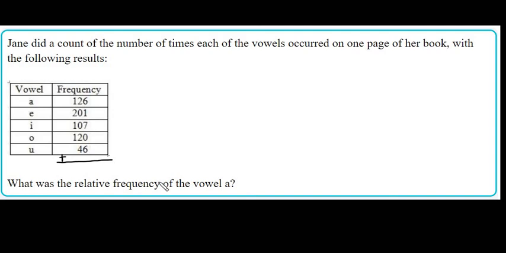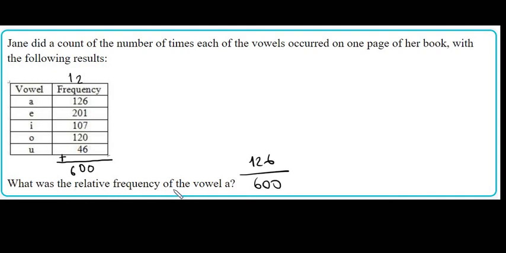The question: what was the relative frequency for the vowel A? So the frequency for A is 126 over the total frequency. So we have to just add them up. 6 plus 1 is 7, 7 plus 7 is 14, plus 6 is 20, so 0 here and 2 carried. 2 plus 2 is 4, 4 plus 2 is 6, and 10, so 0 here and 1 carried. 1 plus 1 is 2, plus 2 is 4, 5 and 6, so 600. The total number of frequencies is 600.